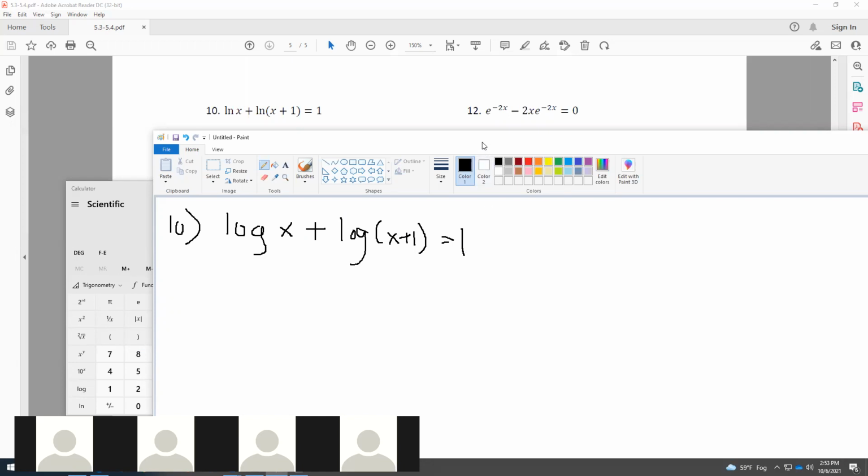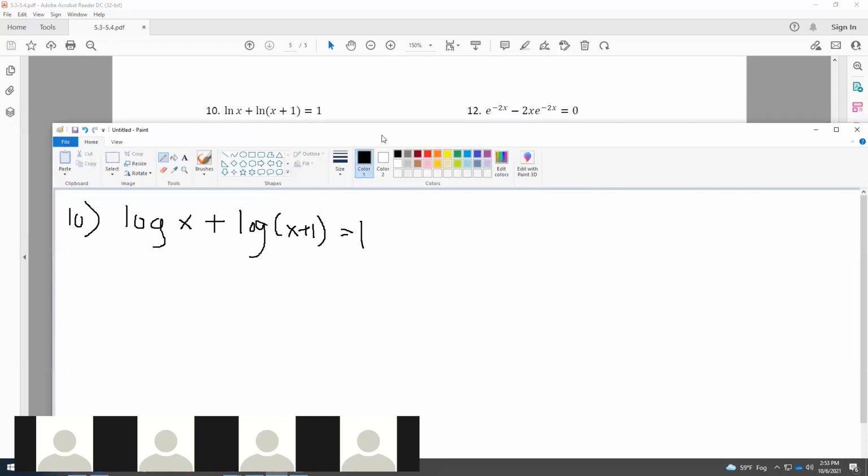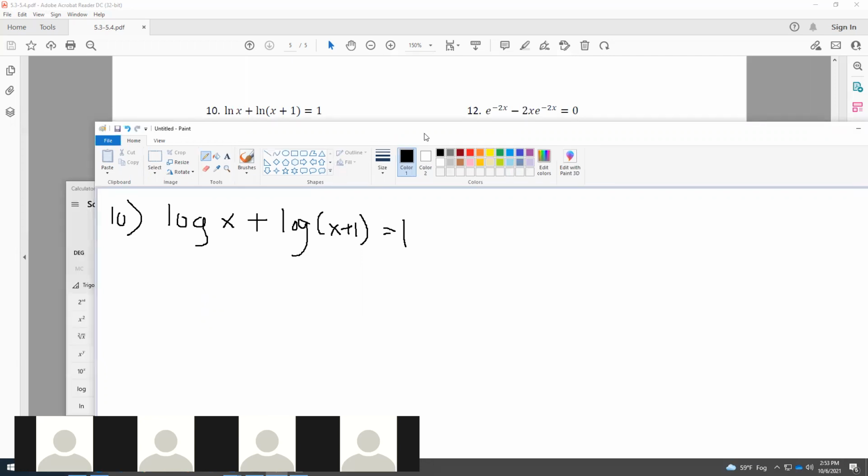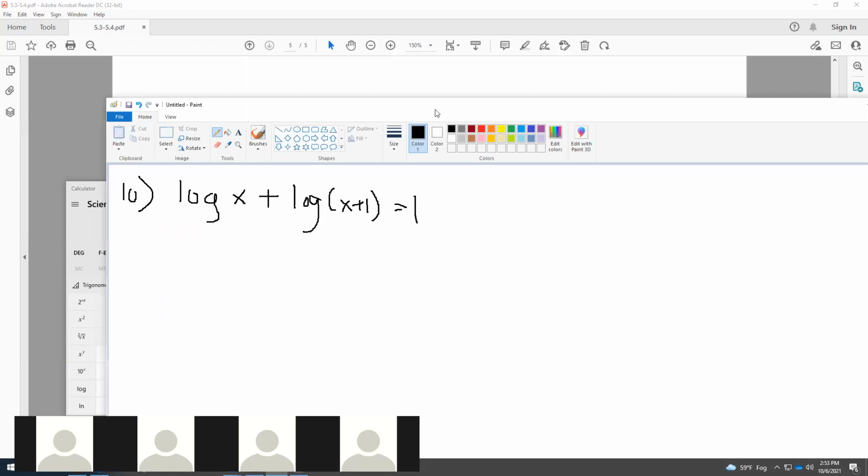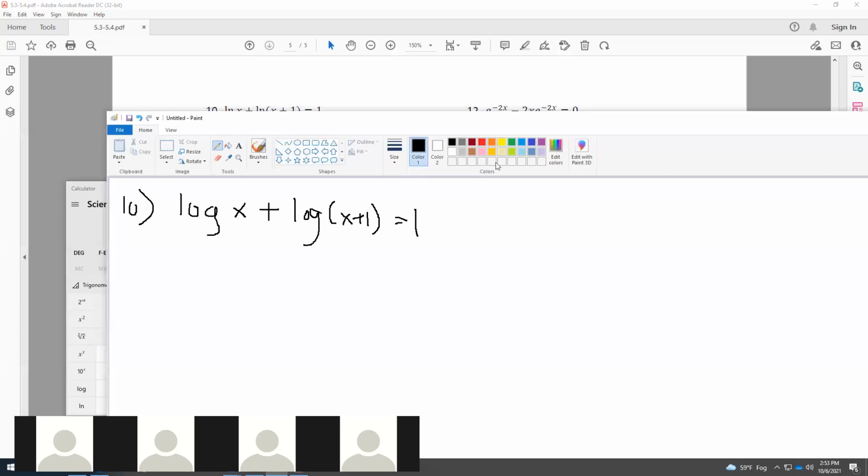Okay, so please pay attention on number 10. Again, I changed the question to become log instead of ln. You will see why. ln is a little bit picky. Log is what we will do in the test. So what we need to do for this kind of question is make this a single log. In other words, you have to condense this into one log.